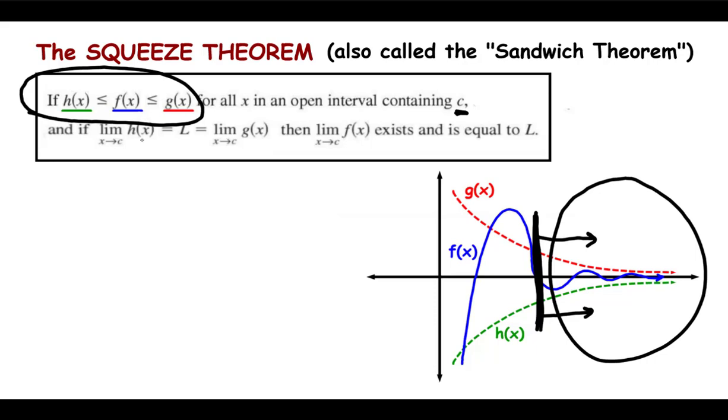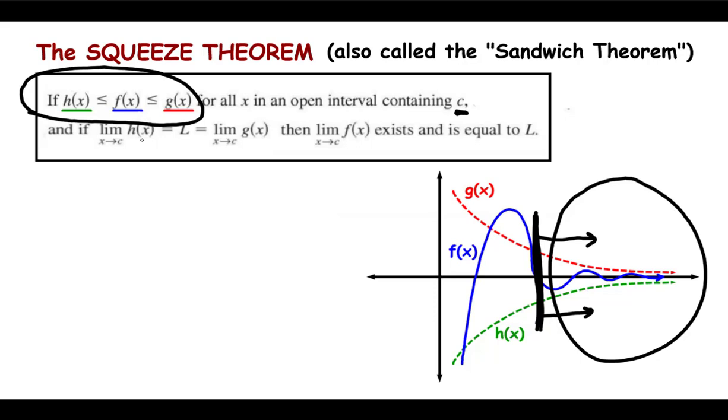The squeeze theorem goes on to say, if the limit as x approaches C of h of x equals L, which in turn is equal to the limit as x approaches C of g of x, then the limit as x approaches C of f of x will exist and is equal to L. That seems pretty wordy, but it actually makes a lot of sense. Here, let's go with the color coding again.